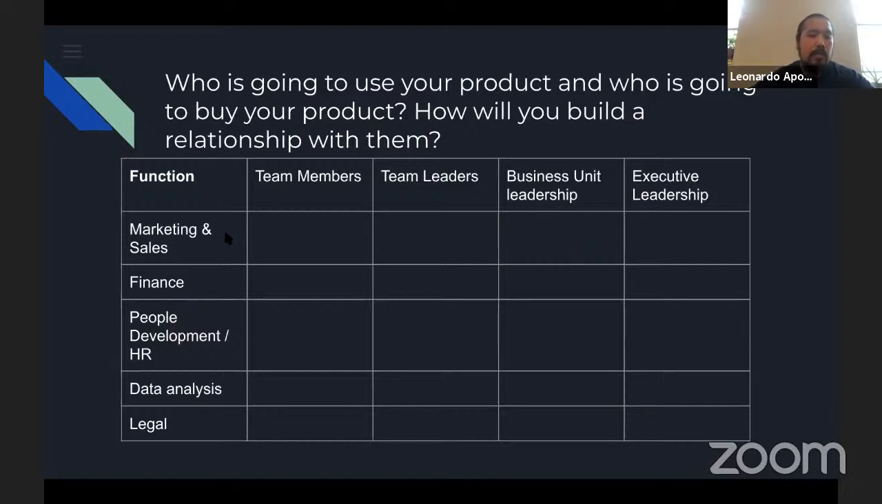But yes, you'll have marketing, finance, HR, people development. Data analysis is our bucket for thinking about the technical people or analysts, anyone technical who is going to be using data. And then actual legal, so that's risk management or contracts, etc.